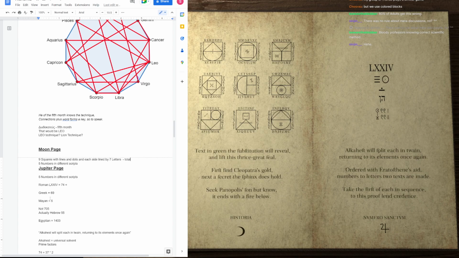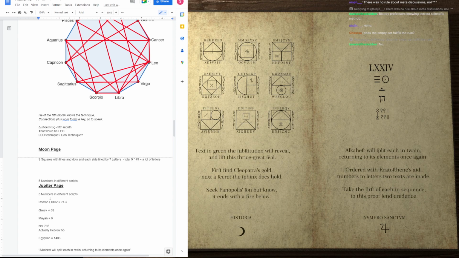Total of, I don't know, we need that. 9 times 49 equals a lot of letters. A lot of letters. But that's actually 451 letters. I know my moon runes. Well, we'll see about the moon runes here.